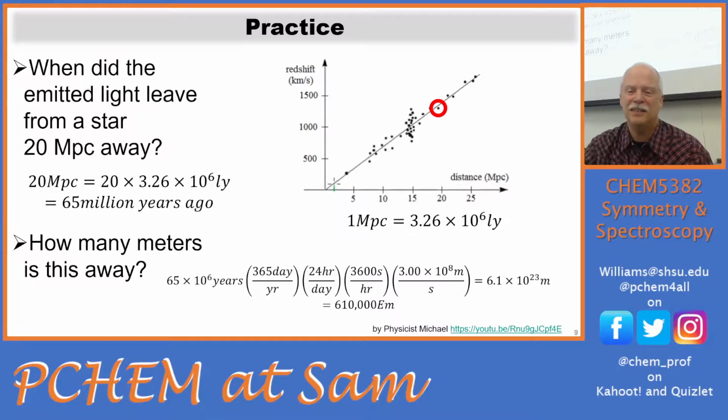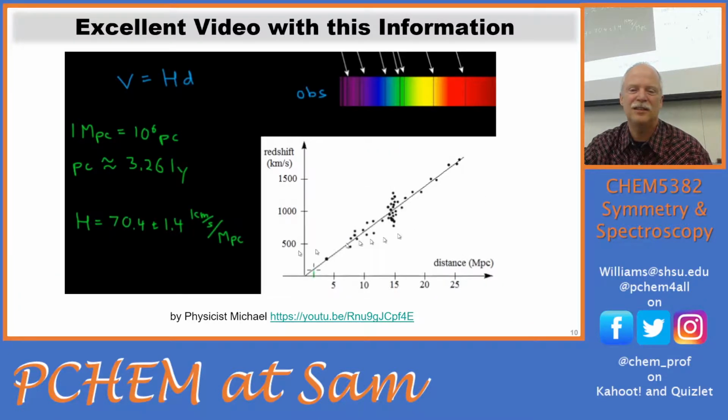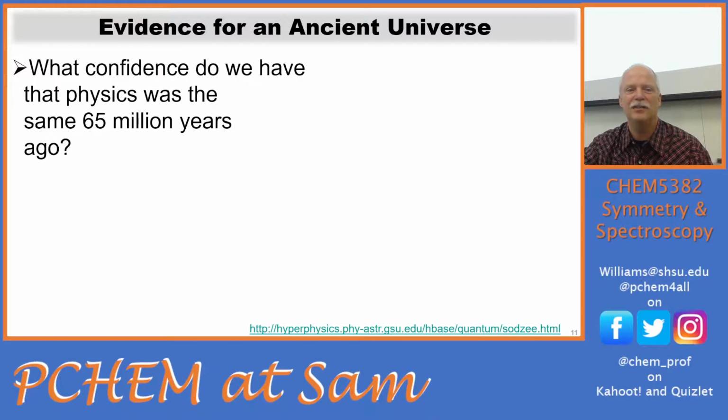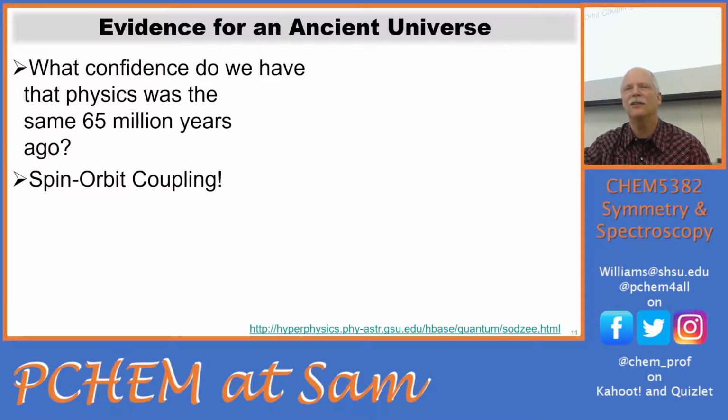So this has been kind of just a gee whiz lecture. You can look up these videos that I have in the notes for more information on this. It's pretty cool. And so this definitely is evidence for an ancient universe. So what confidence do we have that physics was the same 65 million years ago? Again, this topic of the course right now, spin-orbit coupling, because that sodium doublet is the same sodium doublet in that 20 megaparsec star so far away.